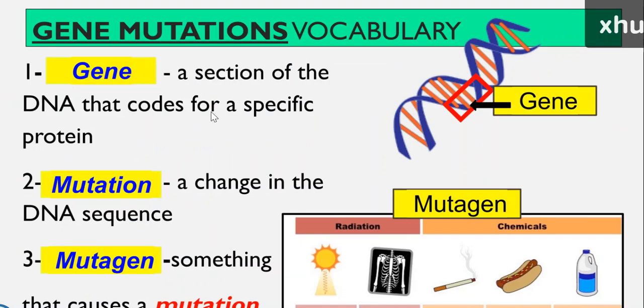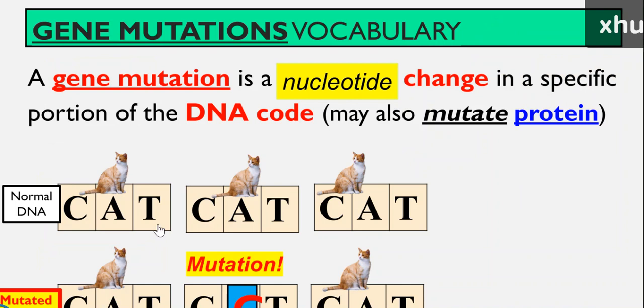So, let's review some vocabulary. A gene is a segment of DNA that codes for a specific protein or trait. A mutation is any change in that DNA sequence. A mutagen might be something that caused that mutation. For example, radiation or cigarettes or certain chemicals can actually alter your DNA. A lot of the mutations that happen to our DNA don't cause big problems because a lot of them don't cause frame shifts. However, insertion and deletion definitely cause a frame shift, which means it causes a lot of problems. A gene mutation is a change in the nucleotide that causes a mutated protein.